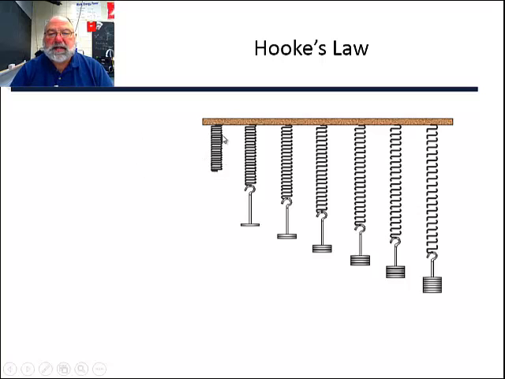Here's a pictorial of what happens. Here's an unstretched spring, or a spring that's in equilibrium. We add 1 unit of weight and it stretches a little bit. We add 2 units of weight and it stretches that same amount again. So it stretched 1 unit here, 2 units here, 3 weights, 3 units, 4 weights, 4 units, 5 weights, 5 units, 6 weights, 6 units.